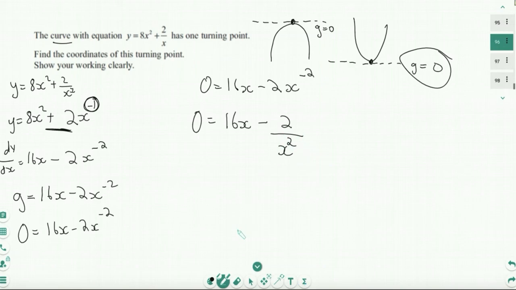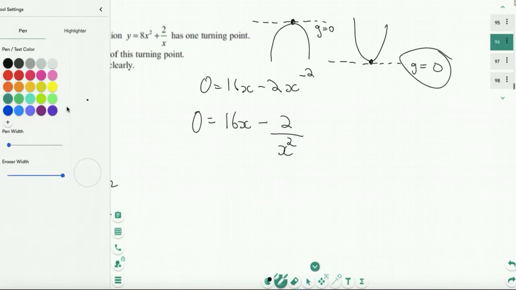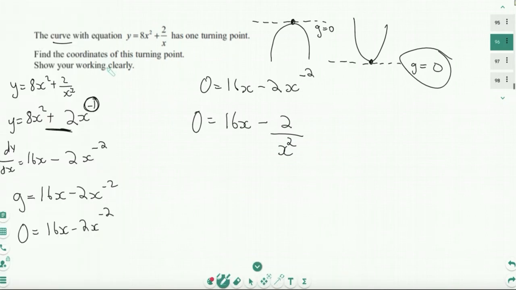And now we can start solving it. So first things first, how can we solve this? Well, let's get rid of this fraction. Let's get rid of divide by x squared. We're going to multiply by x squared. We have to multiply all the other terms by x squared. 0 times x squared is 0.